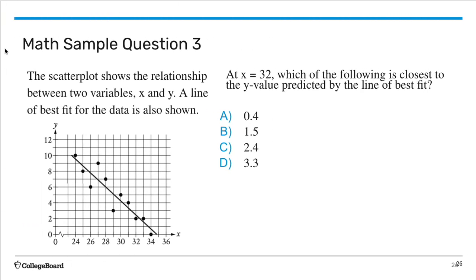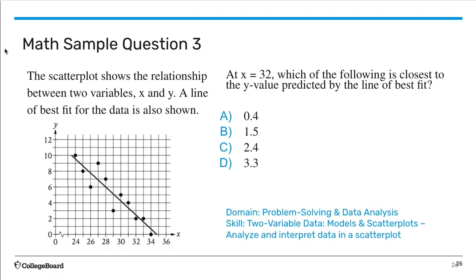On to sample question 3. There will be a graph given, so students should read the question, look at the graph, and then find the best answer. This question will cover problem solving and data analysis, and in this case, students will demonstrate the skill that they are able to analyze a 2-variable data system. So they'll be able to look at a scatter plot and analyze and interpret that data.